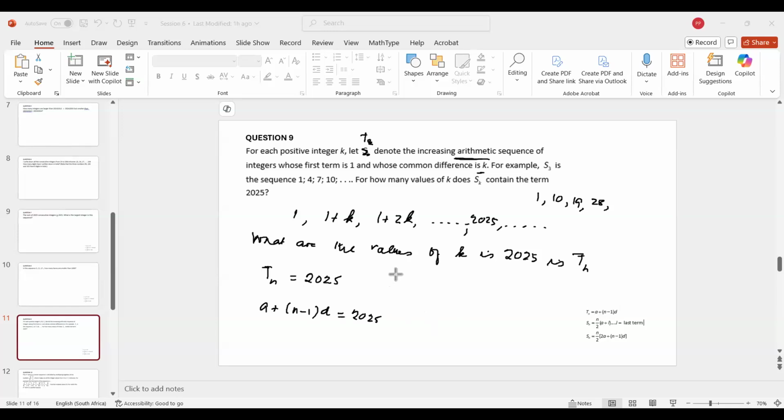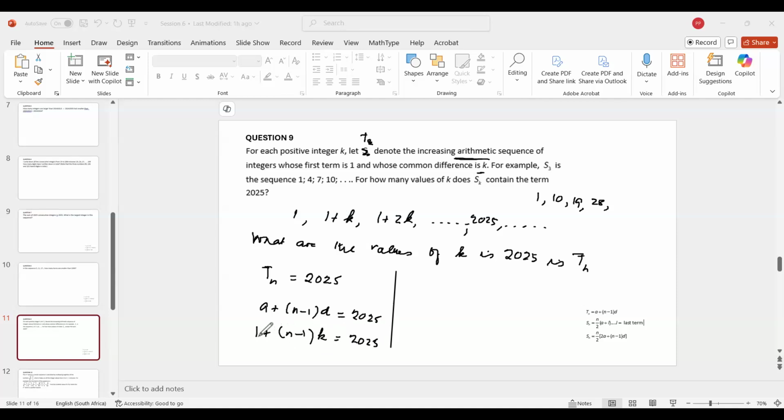Right? Now, what is a? A in the sequence is 1. I can see a is the first term. So if you substitute 1, you get 1 plus n minus 1, and d, the common difference, is k, is equal to 2025.